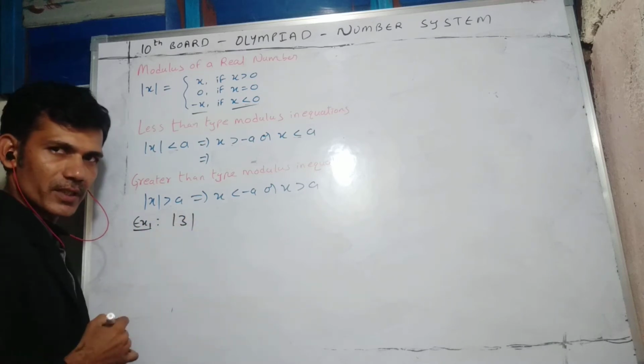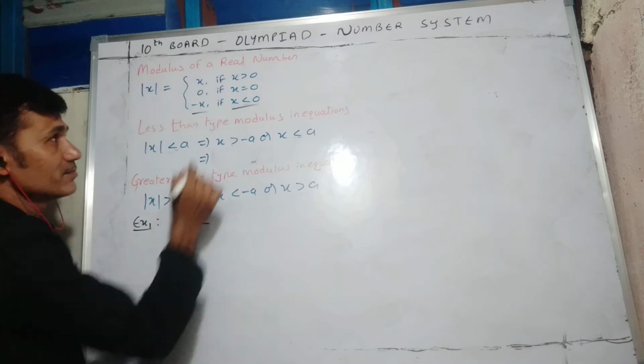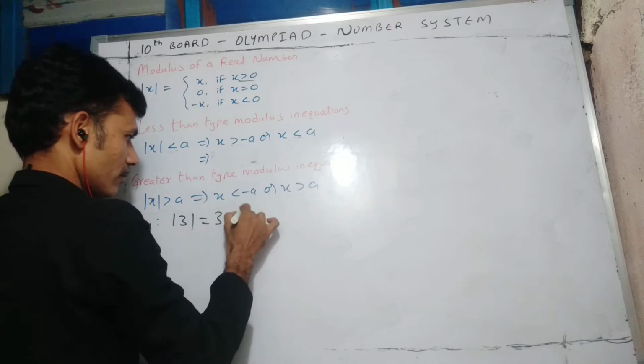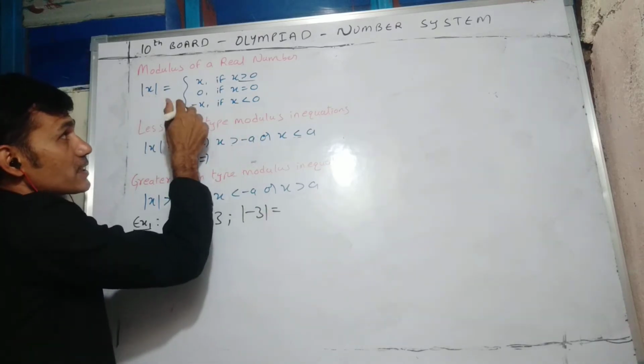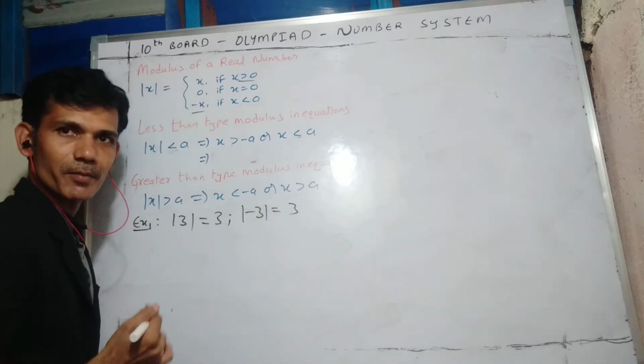See, modulus of 3, if you want to find. Here x is greater than 0, so x itself. Now modulus of minus 3. Here x is less than 0. That time modulus x is minus x. So minus of minus 3 is plus 3.